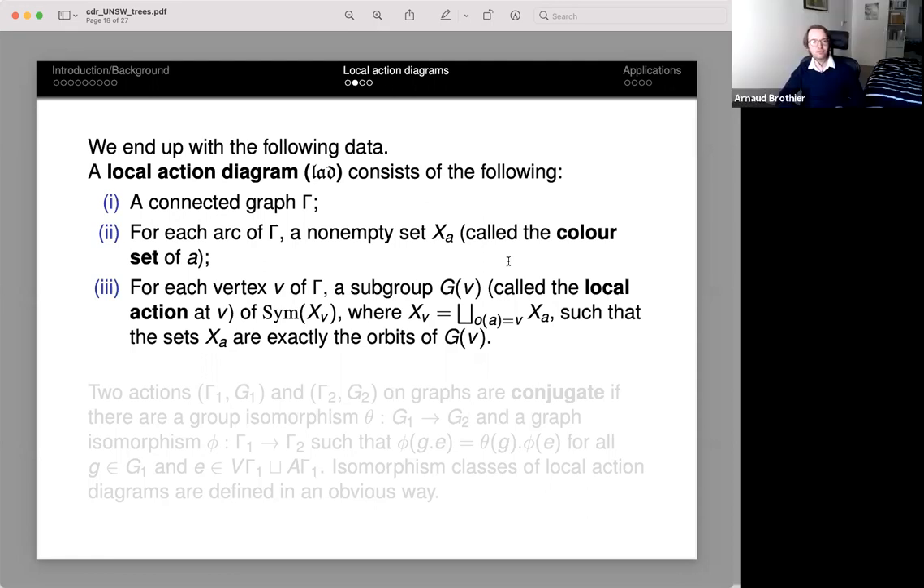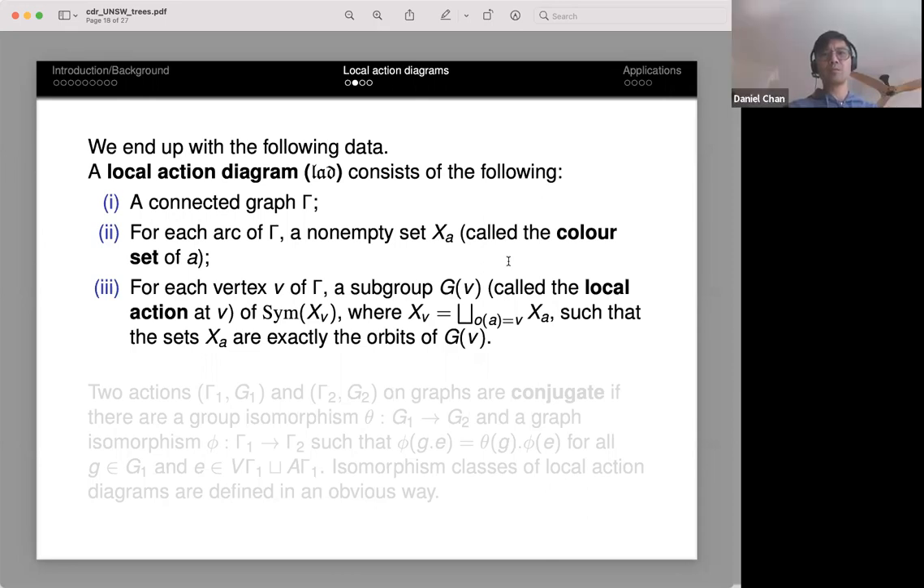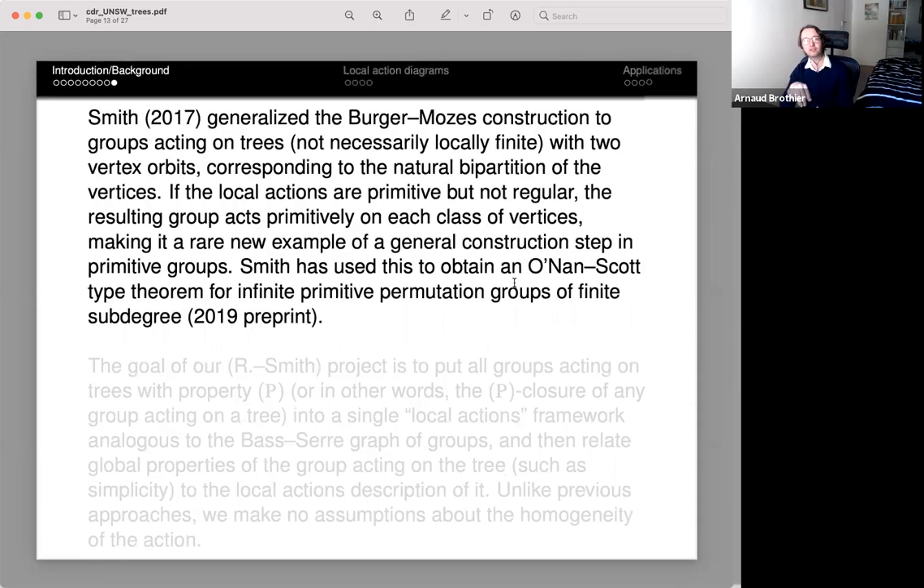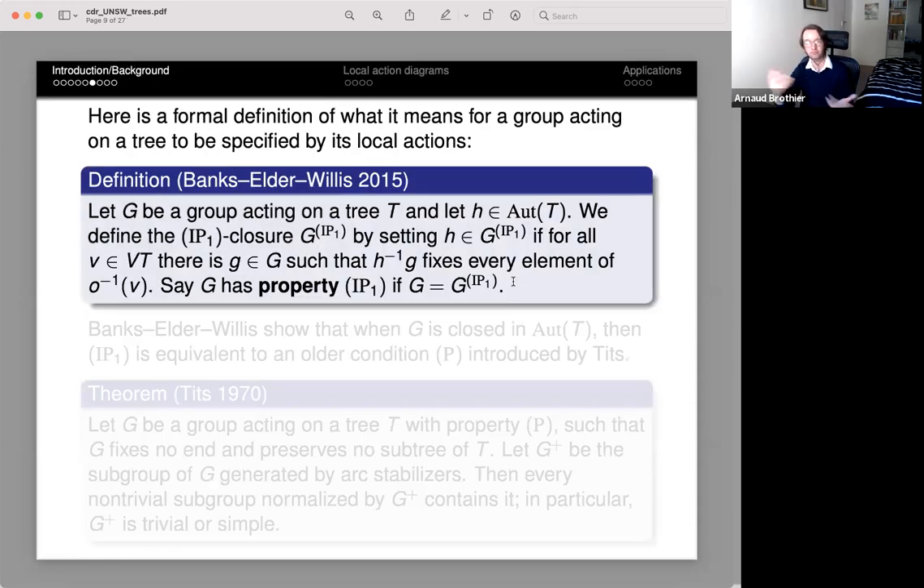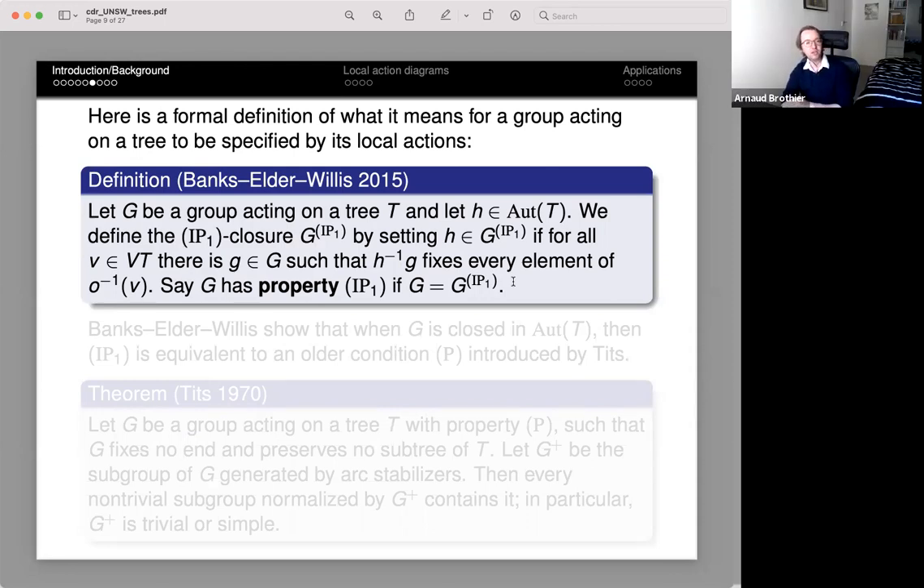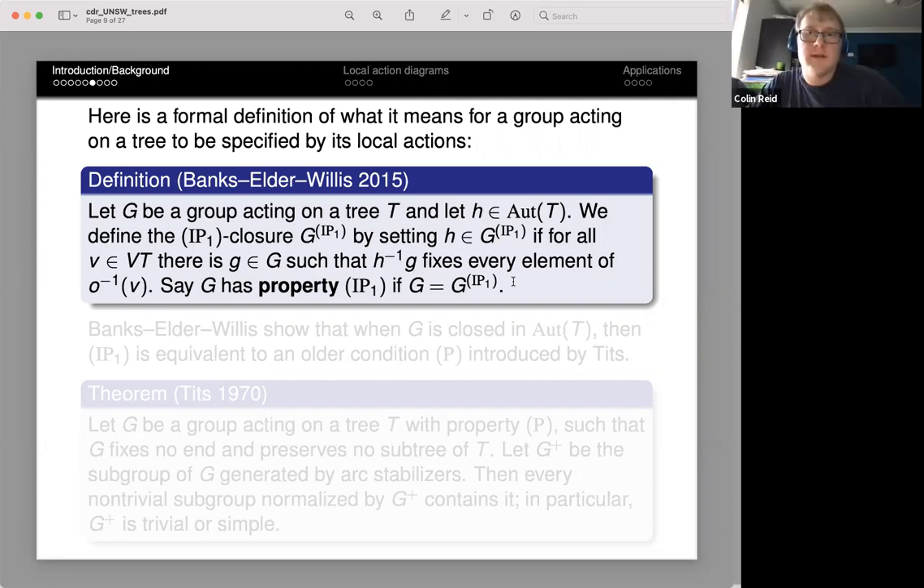Okay, maybe two similar questions to Daniel's, but not about the dimension, but about the length. So here you have this property IP1 that basically all you want to know is how you act on the sphere of radius 1 in your tree. Of course, one would like to know what's going on on the sphere of radius 2, radius 3. So can you do something like that? Or does that make sense? Is it not too complicated? Yeah, it does make sense.